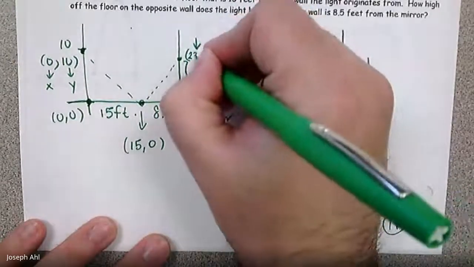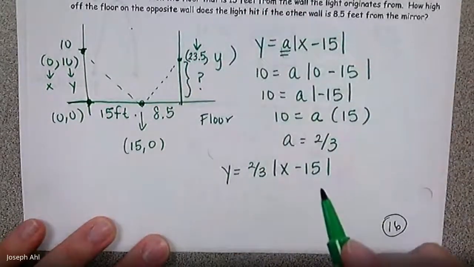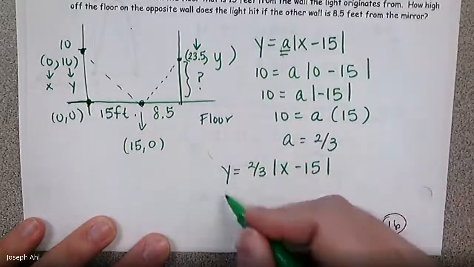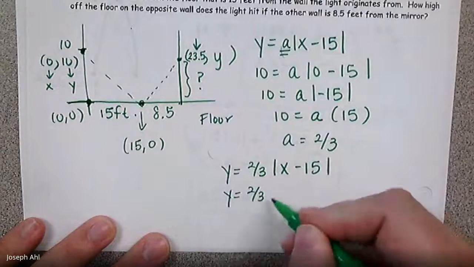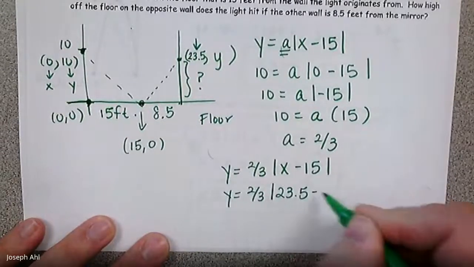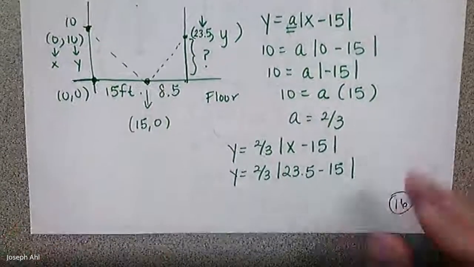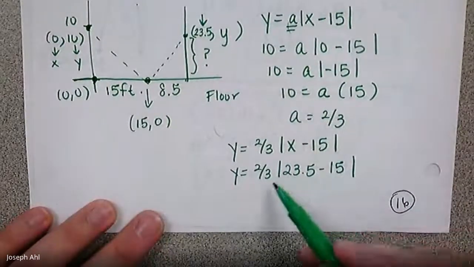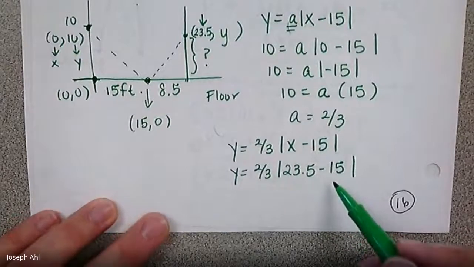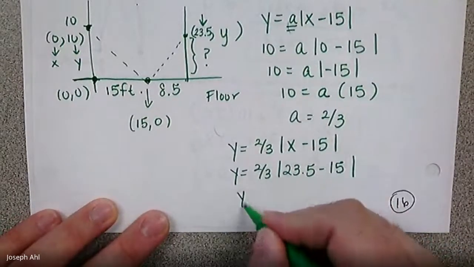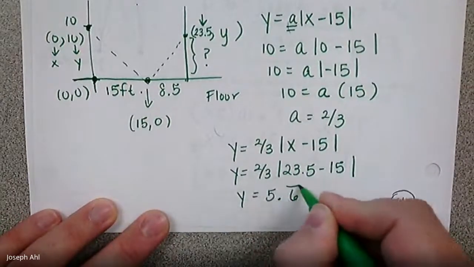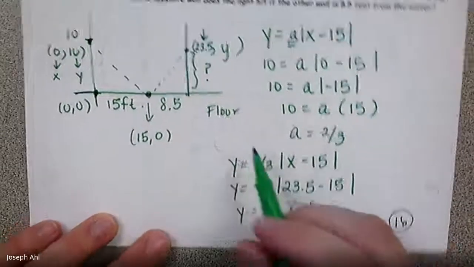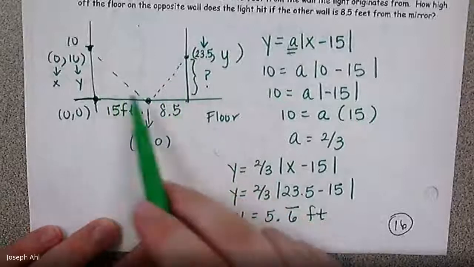So the other wall is 23.5 feet away. And now that I know that x input, we can just come right down here, plug in 23.5 for x, and evaluate this and solve for y. So if you continue this, you can just do it in the calculator, right? Type that in, and you're going to wind up getting 5.6 repeating. Okay, so about 5 2/3 feet would be the height up the wall that the light hits.